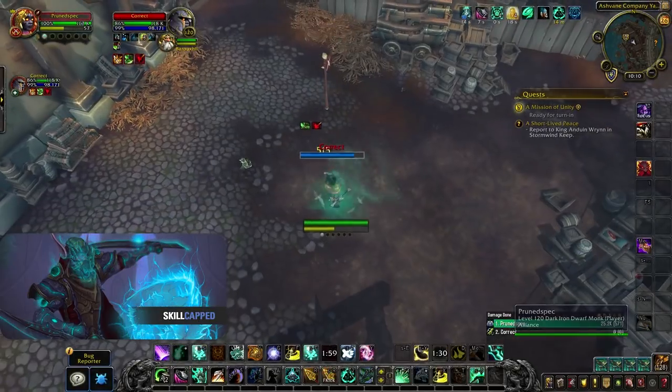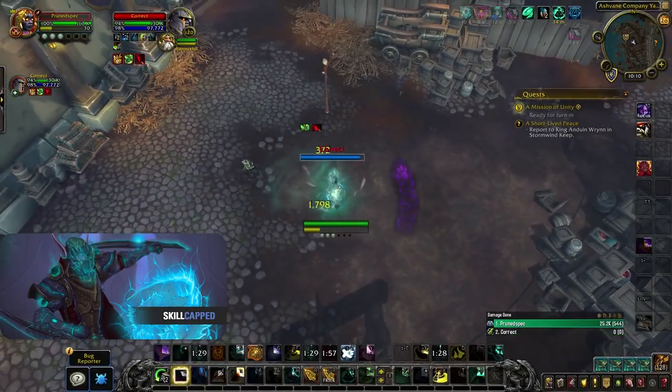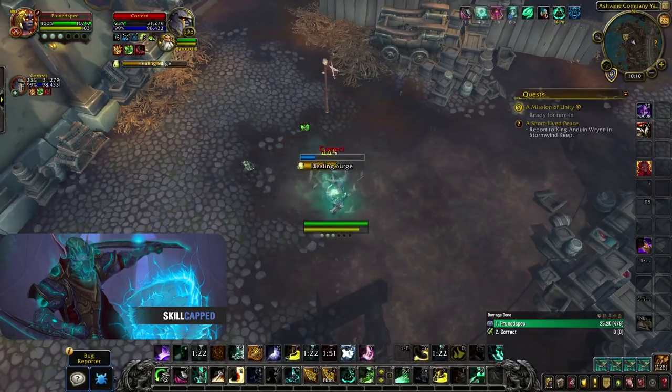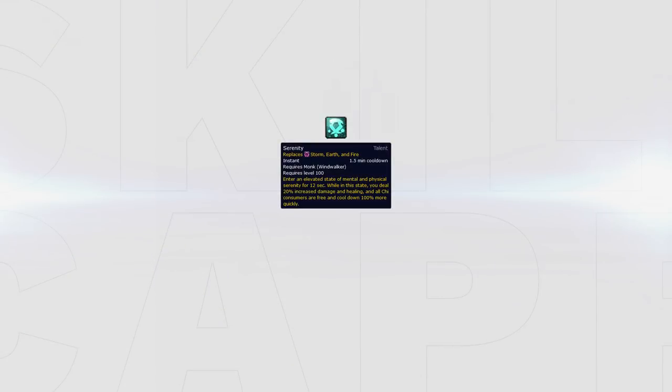When bursting as a Windwalker, you already have significantly high burst due to the traits, although you can burst even harder with your Serenity or Touch of Death. Serenity is the most essential for ideal burst. The PvP nerfs of Serenity have all been reverted in BfA, meaning it gives Windwalkers 20% increased damage, makes Chi consumers free, and gives a cooldown reduction on spells being 100% quicker.